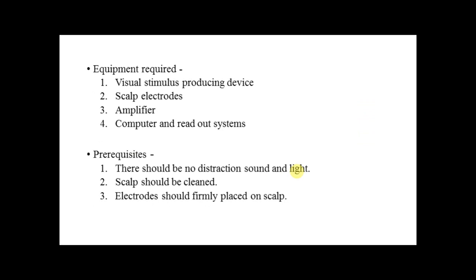The equipment that we require is, first, the visual stimulus producing device. Second is the scalp electrodes. Third is an amplifier, and fourth is a computer read-in and read-out system. There are some prerequisites that we need to follow. There should be no distraction, sound or light. Second, the scalp should be cleaned for proper pickup of the signal from the brain to the electrode. And third, the electrode should be firmly placed on the scalp so that no noise signal is generated by displacement of the electrodes.